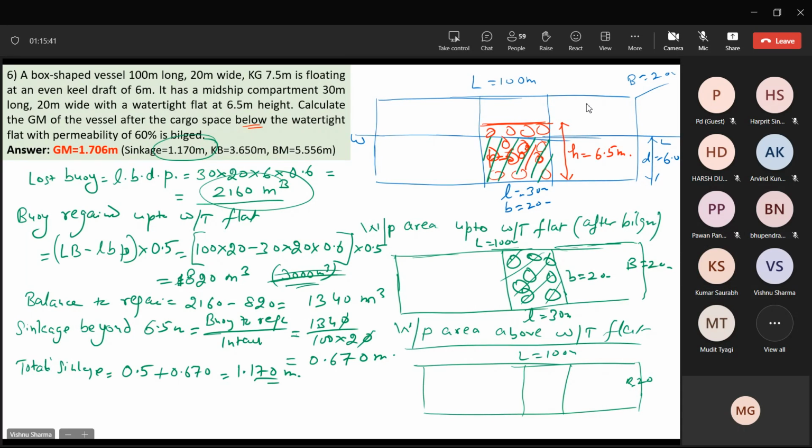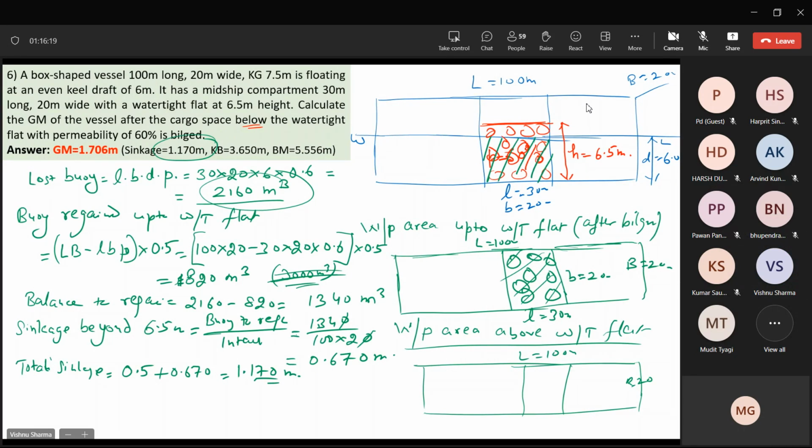Guys, the probability of such questions is higher. Let me just tell you this. Sir, one question. Tell me, beta, what is the question? Sir, if the lost buoyancy is exactly 2160 and it is in line with the watertight flat, then will the water plane be intact? That is my question. Yes, sir. The plane will be intact, because if you cut there, you will see the tank top. You will not see the water. So the final water plane at that line will be fully intact.